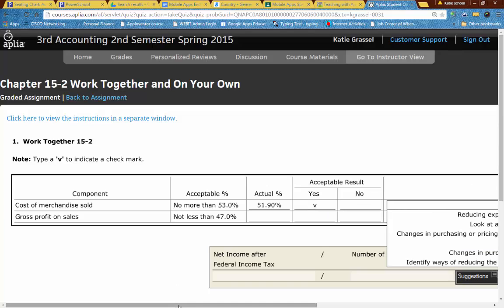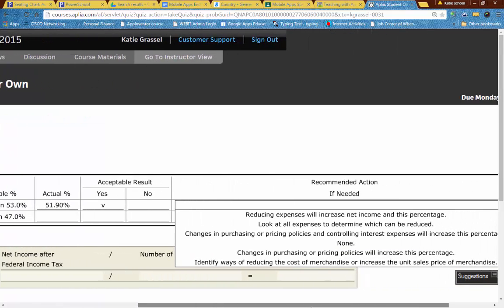And here they give us some options of what we could do if we need to do any actions. Do we need to do anything? So we're going to choose none.